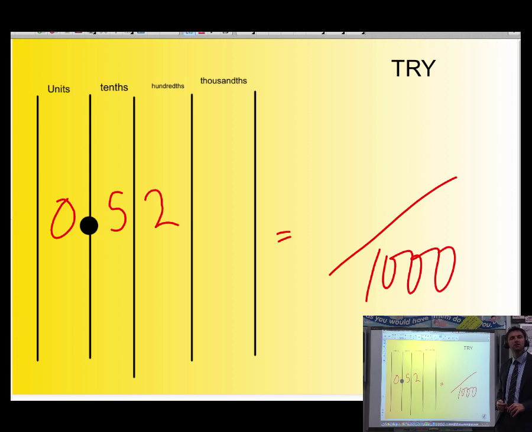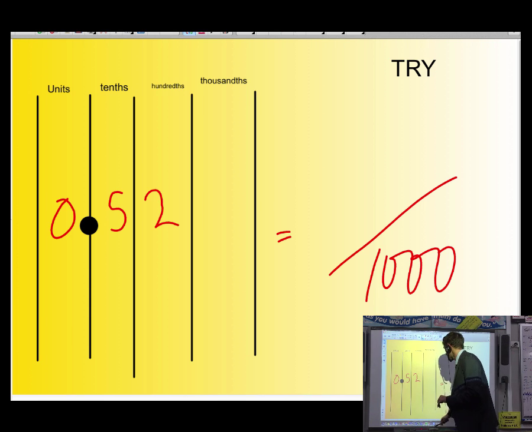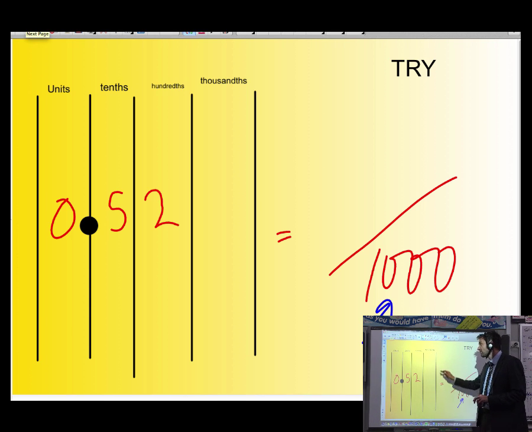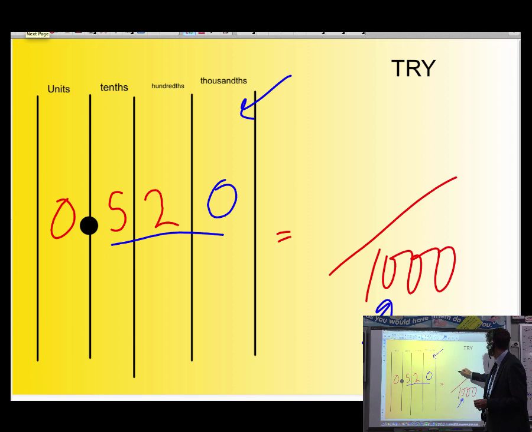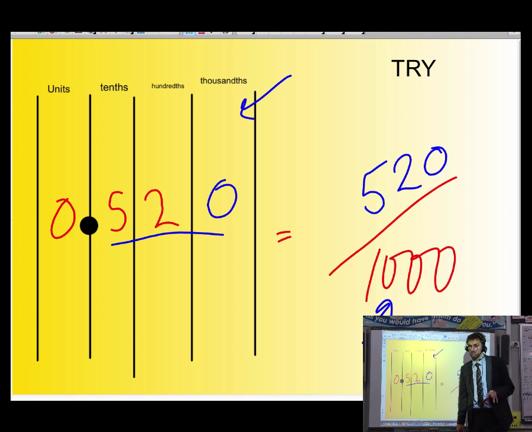What about this one? 0.52. How many thousandths is that? Pause me and have a go. I wonder if you were tricked, guys. Because we're dealing with thousandths, we needed to have a value in the thousandths column. So I hope you popped a 0 in there, in which case then you can move this whole numeral over, which makes it 520. If you got 52, you were wrong. But if you got 520, you're right.